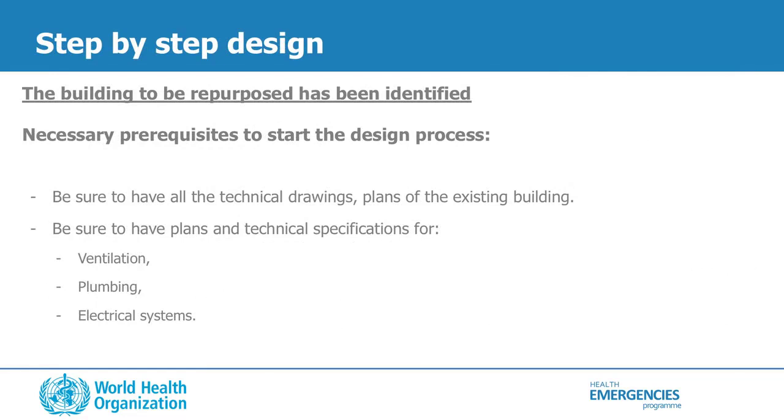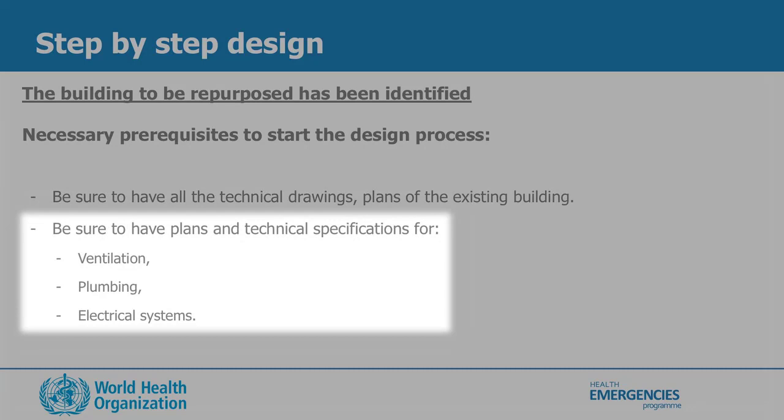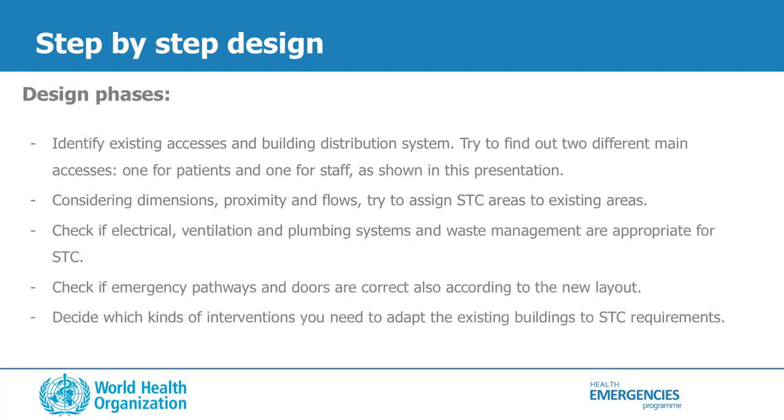Now, imagine we identify the building. The next step will be to gather all information and technical documents needed to launch the design process. Be sure to have all the technical drawings and plans of the existing building. Be sure to have plans and technical specifications for the ventilation system, plumbing and electrical system. Then we can start the design phases.